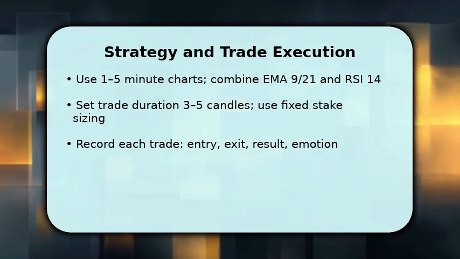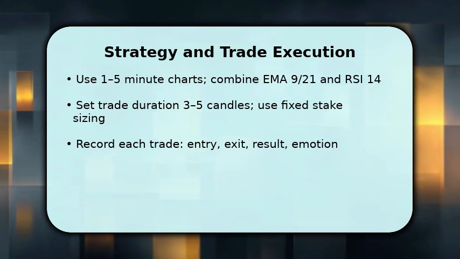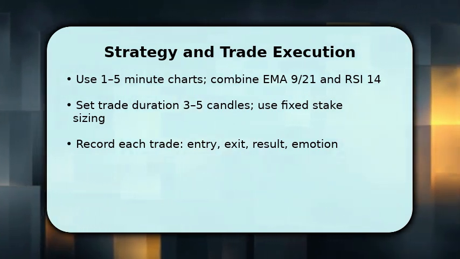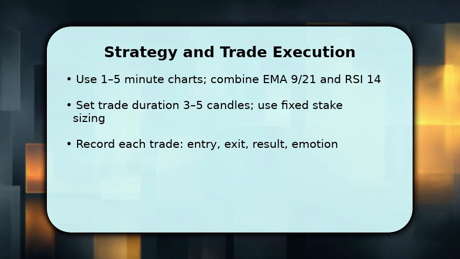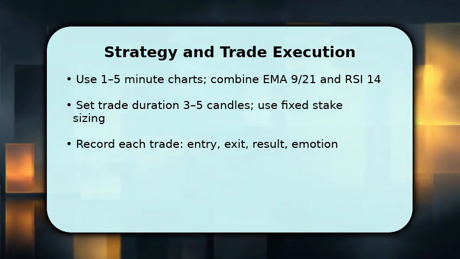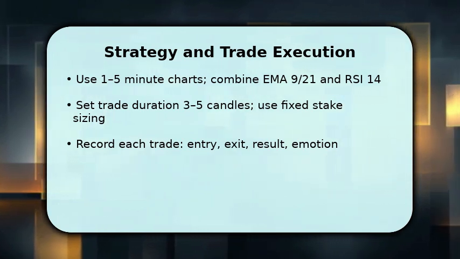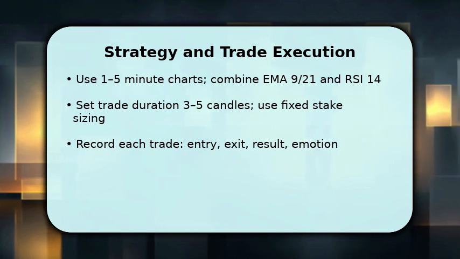Open a 5-minute chart, add EMA 9 and EMA 21 plus RSI 14 to confirm momentum. Once both indicators align, enter a trade with a fixed stake size and set duration of 3-5 candles to reduce noise. Make sure to use stop rules mentally and avoid overtrading after a loss.